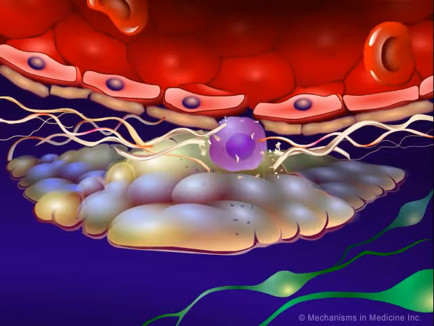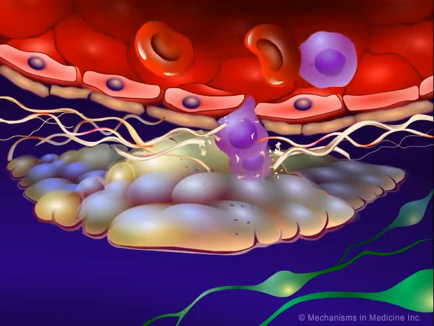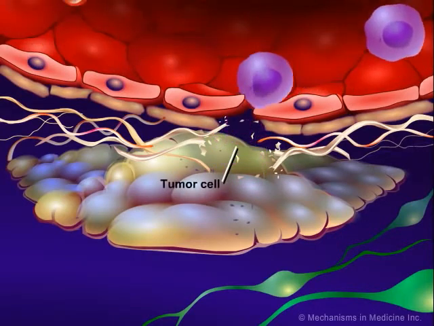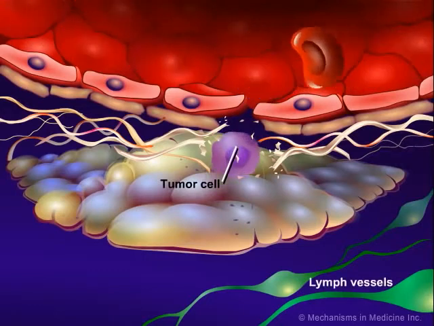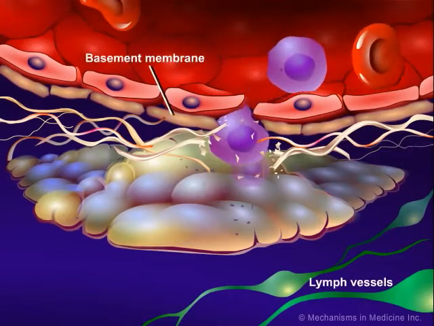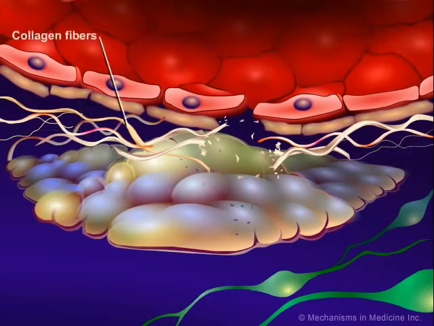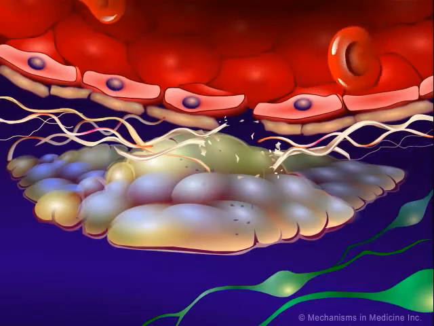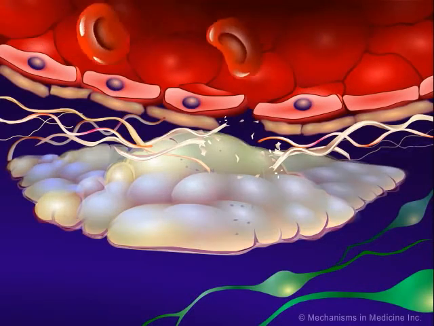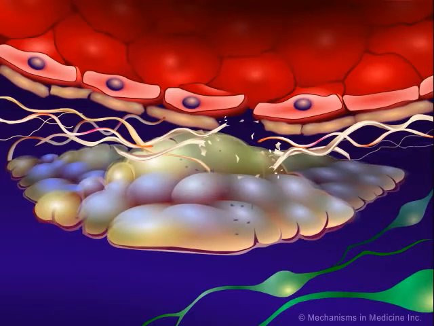Metastasis is a multifactorial process involving complex interactions between tumor cells, vessels of the lymph and vascular systems, the basement membrane surrounding those vessels, and the extracellular matrix, which consists mainly of collagen. Let's take a closer look at how the EGFR pathway activates and modulates metastasis.